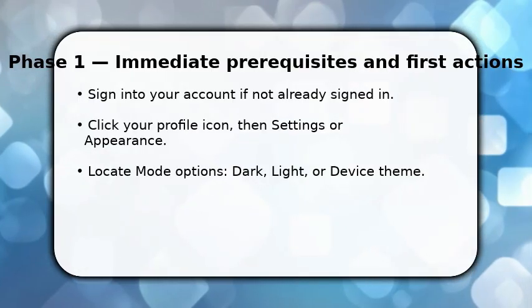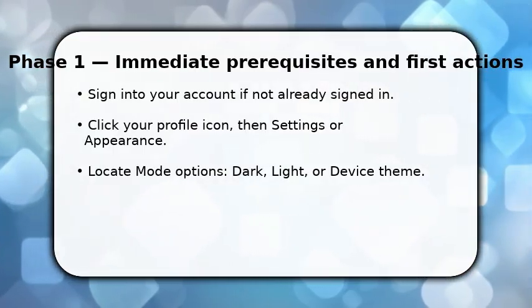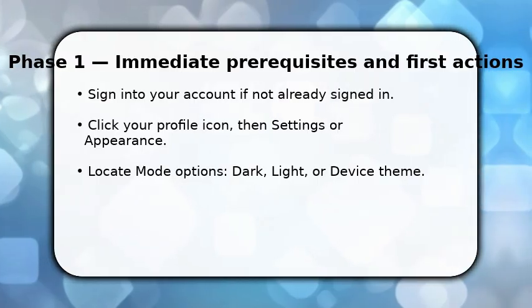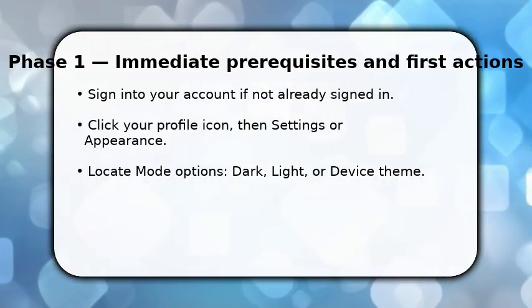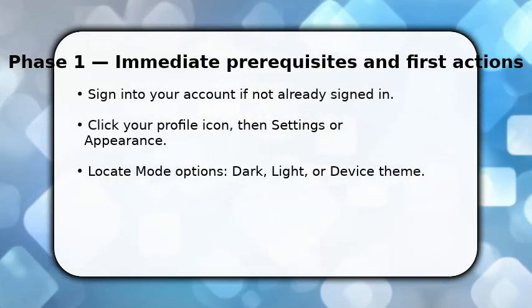You start by opening YouTube and signing into the account you want to change. Once signed in, click your profile icon at the top right. Next, choose Settings because Mode controls live under Appearance. This is where you tell YouTube to follow your preference.